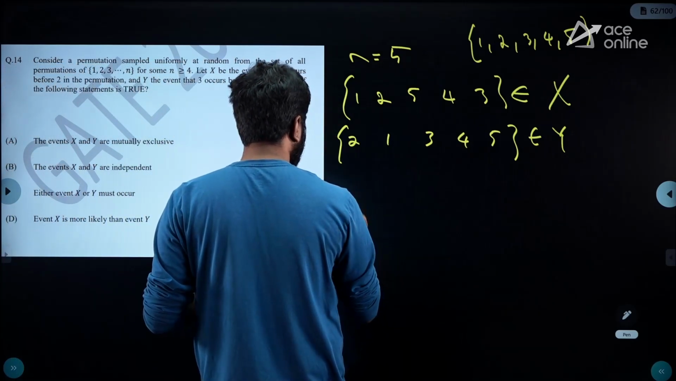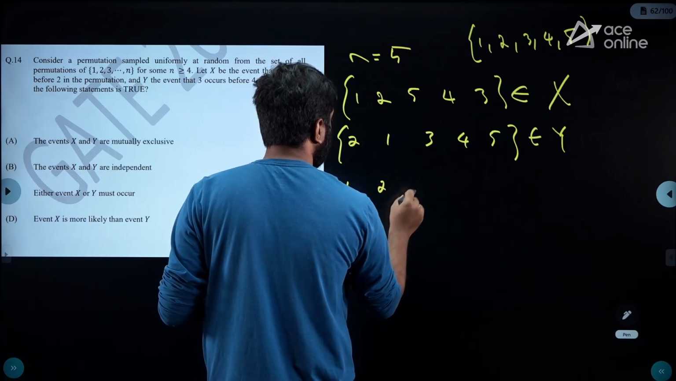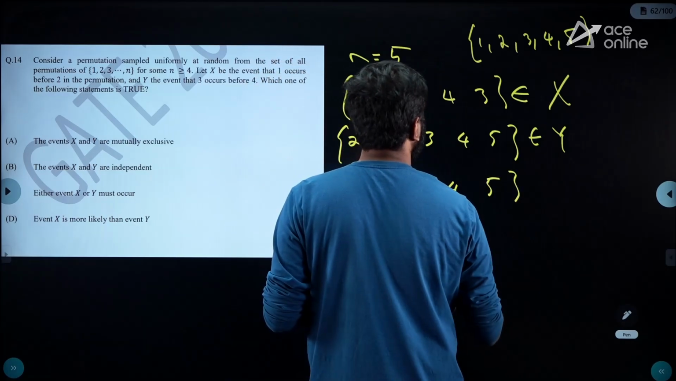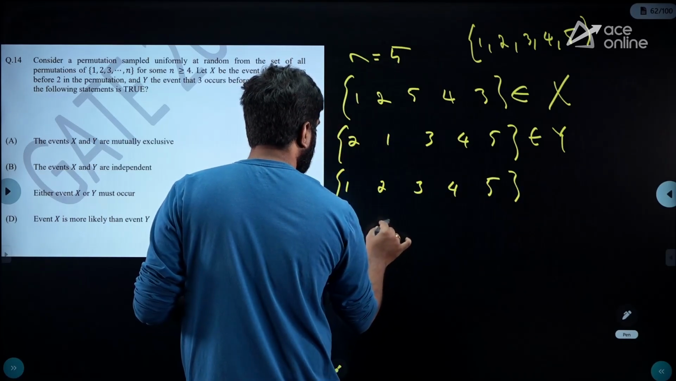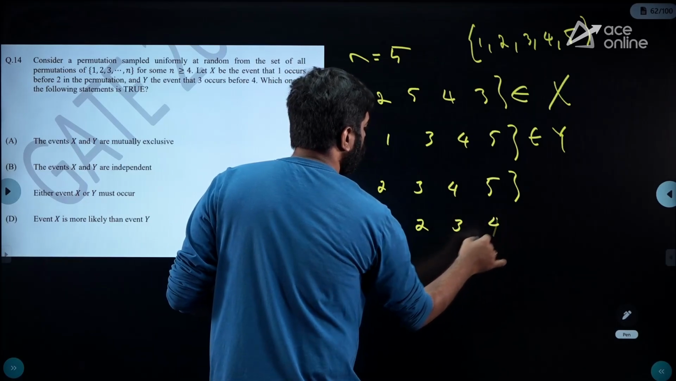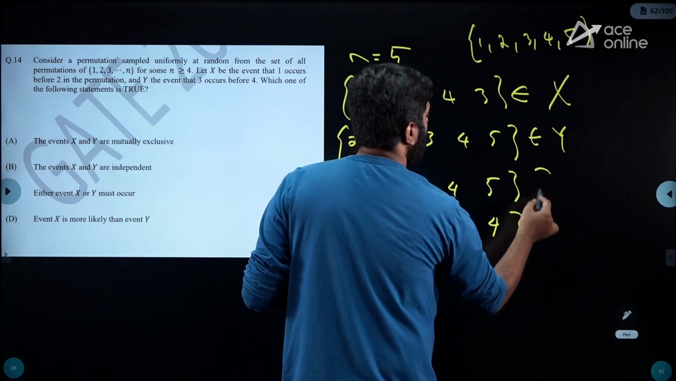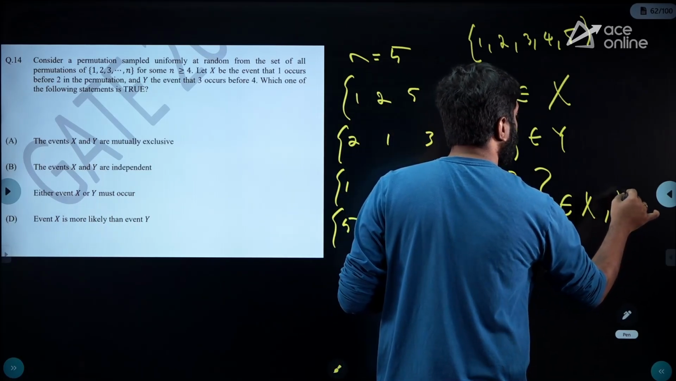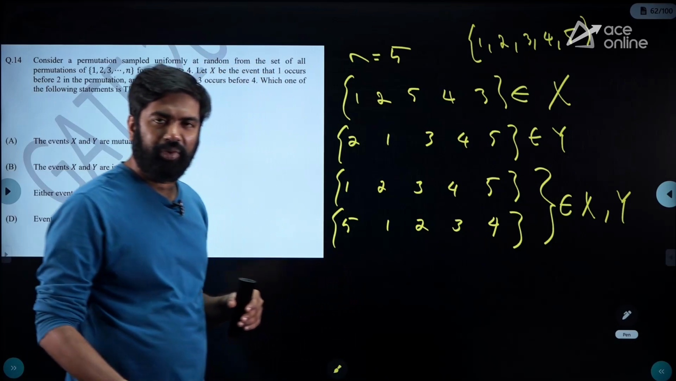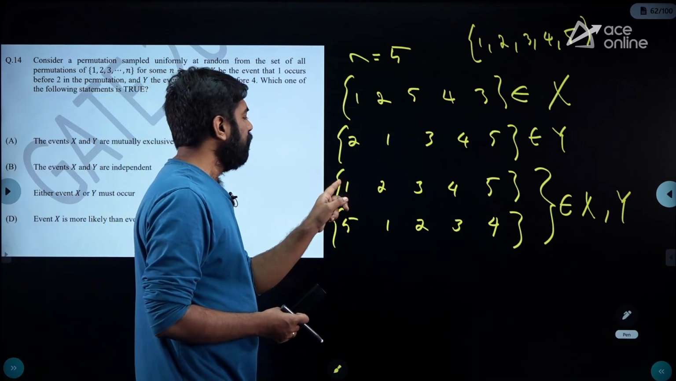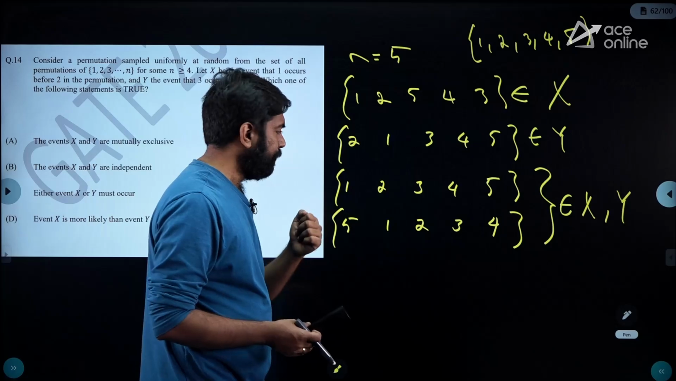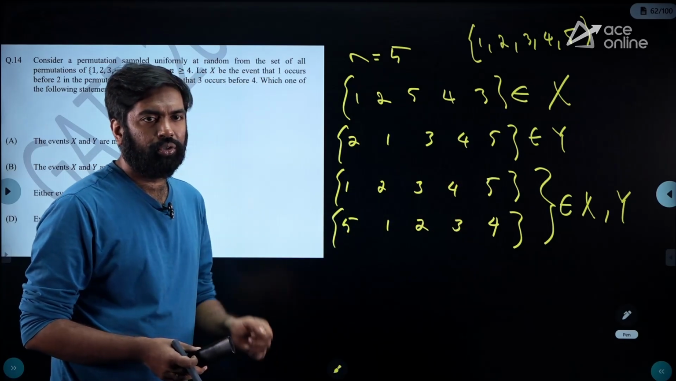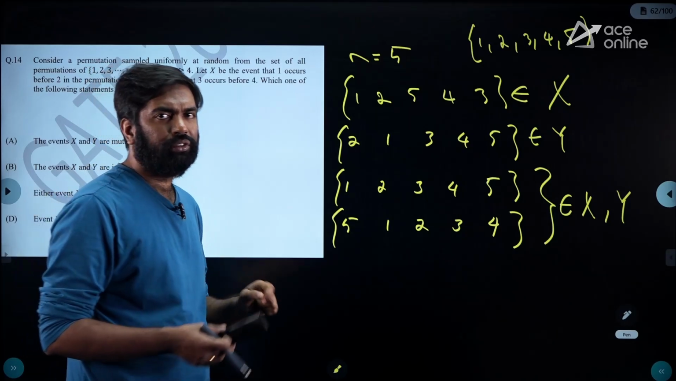Now look at this, will this also be a permutation? 1, 2, 3, 4, 5. Yes, this is also a permutation. 5, 1, 2, 3, 4. Yes, this is also a permutation. You know what? These kinds of arrangements belong to x as well as y. This belongs to x as well as y because 1 is occurring before 2, so it has to be part of x. 3 is occurring before 4, it has to be a part of y. So x and y are mutually exclusive is ruled out.